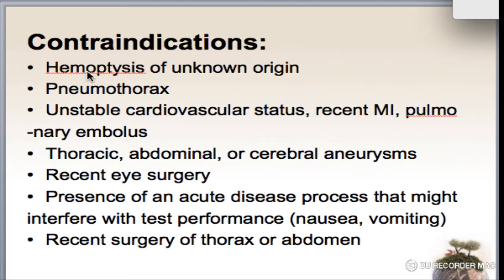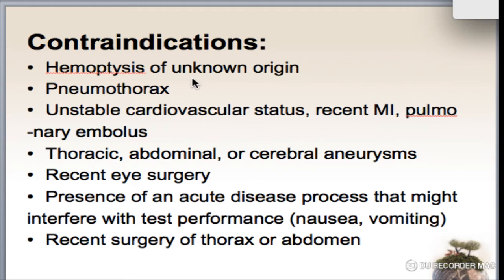So, contraindication. The first contraindication is hemoptysis of unknown origin or etiology. Hemoptysis is coughing of blood, whereas hematemesis is vomiting of blood. So don't be confused between the two terminologies, hemoptysis and hematemesis. Hemoptysis is coughing of blood, whereas hematemesis is vomiting of blood.